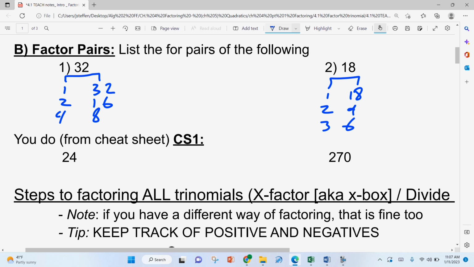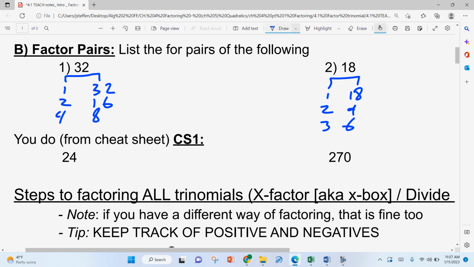Now, some of yours will have one factor pair, like 7 is only 1 times 7. Some of them will have a lot of factor pairs. 270 obviously is a bigger number. It's going to have more factor pairs. So I tried to do this a little bit differently, and if we had more time, it would have worked out really nicely. But these are the only two I'm going to have you do today on your own. Do these on your own, but don't do them on your notes. Do them on your cheat sheet.